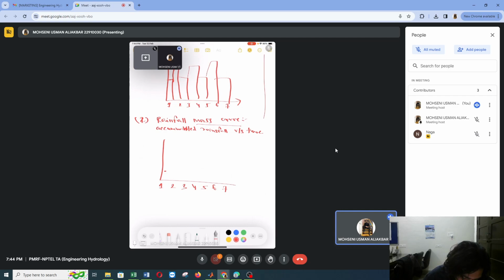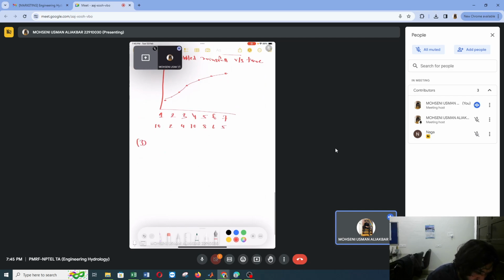So individually the values could be something like 10, 2, 4, and again 10, 8, 6, 5. But you are going to plot the accumulated values, so the next value would be 12, then 16, 26, and then 34, 40 and 45. So if we plot this, we come to the conclusion that it is a rising curve. This curve is called the mass curve, which is nothing but accumulated rainfall versus time.